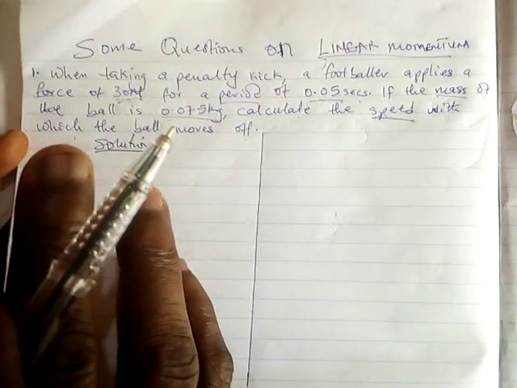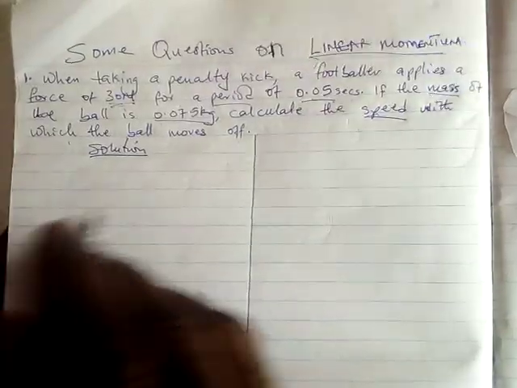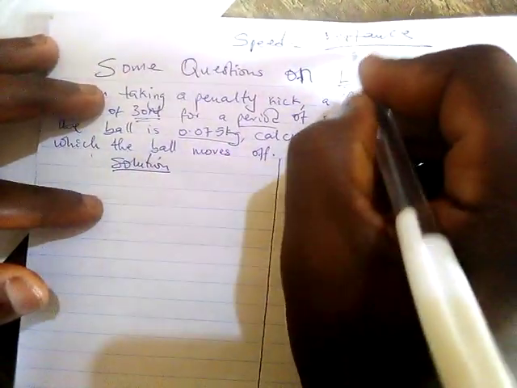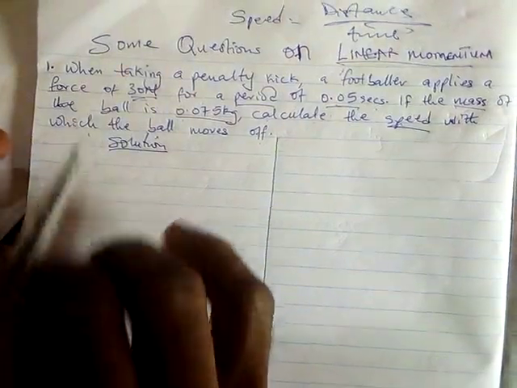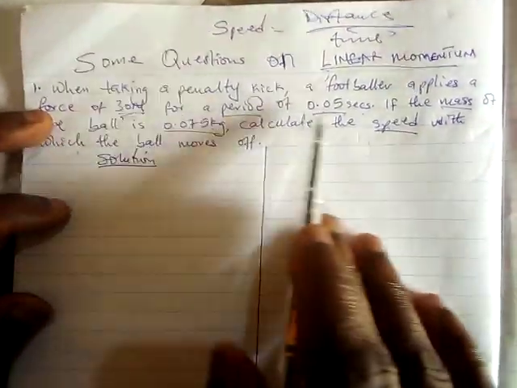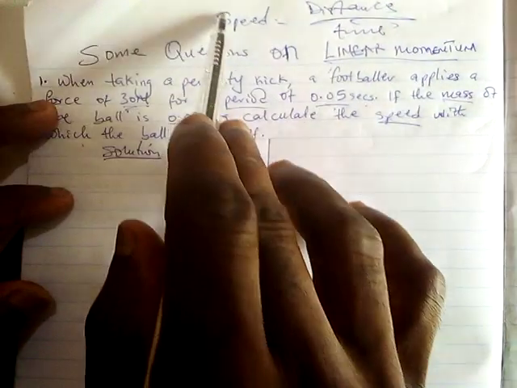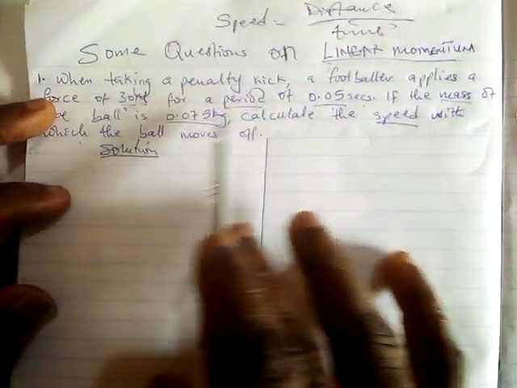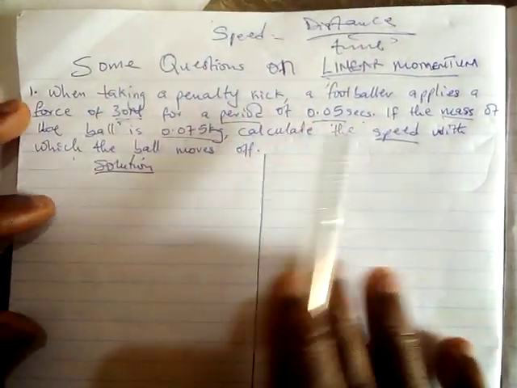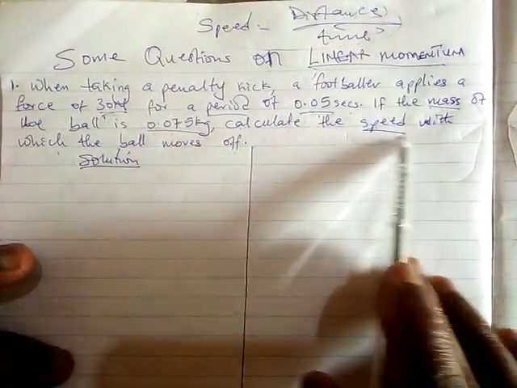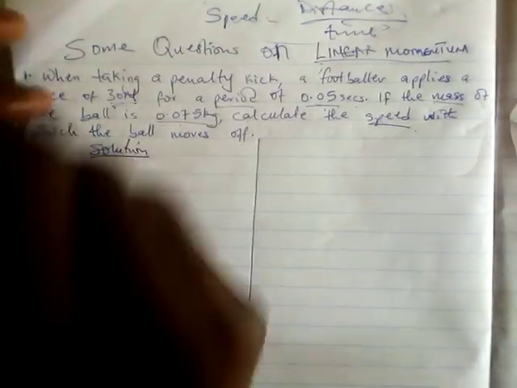Now, you must understand that the formula for speed is distance over time. Now let's look at the question. We have a force of 30 Newton, a period of 0.05 seconds, which is time, and then a mass. From this formula of speed, is there anything like distance in this question? No. Can you see that? That means this formula actually does not fit what we are looking for. If you look at it, calculate the speed. Now the speed also can mean the velocity.